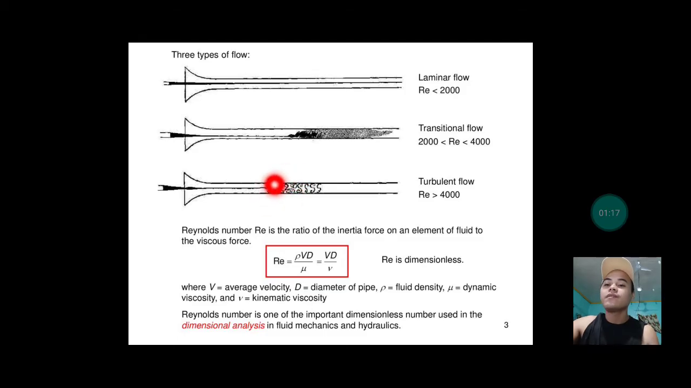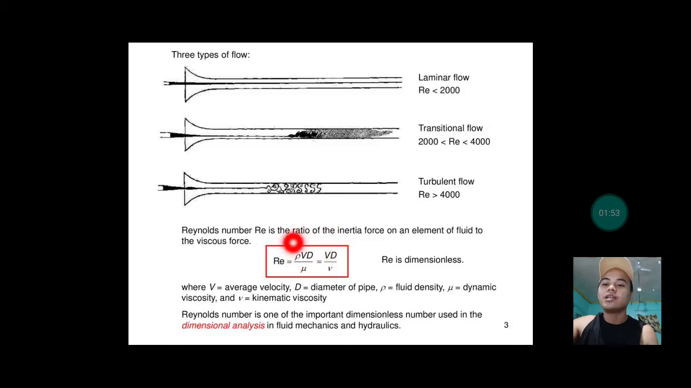And then to determine the difference between them, we will have to use the Reynolds number. So Reynolds number, Re, if the Reynolds number is less than 2000, then that flow will be called laminar flow. If the Reynolds number is more than 4000, it will be turbulent flow. But if it's in between 2000 to 4000, then it will be considered as a transitional flow. So that is the difference of the three types of flow.